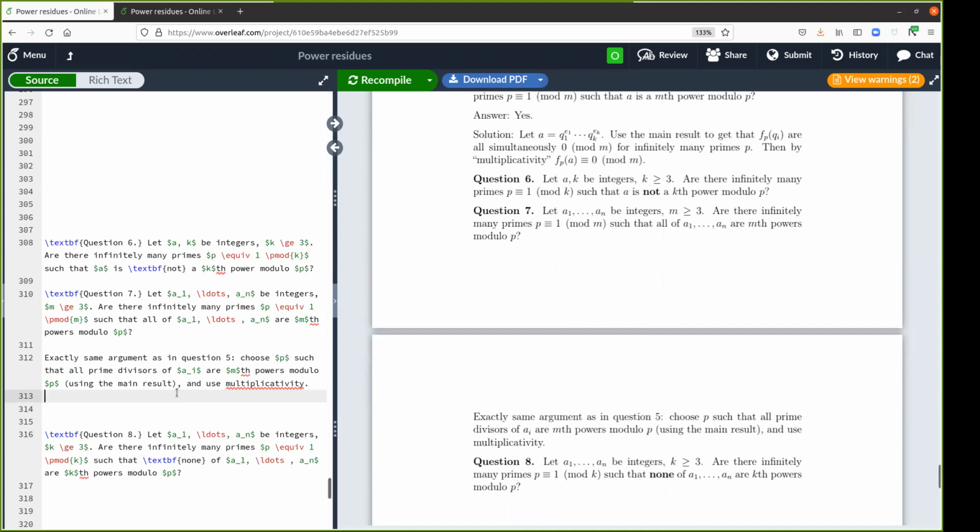But for the case k equal to 2, weren't there some problems? Excuse me? Weren't there some problems when the product of 3 of them, like when one would be negative or something like that? Note that here I ask that all of these integers are mth powers modulo p. So I ask them to be powers and not to be non-powers.